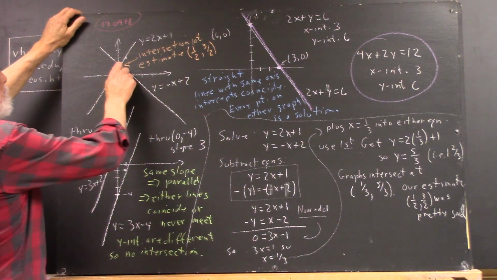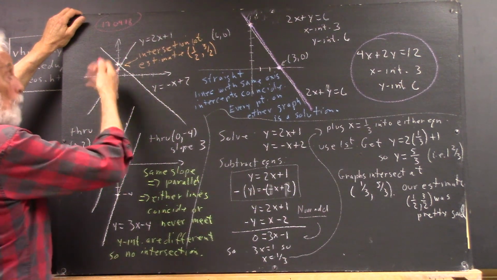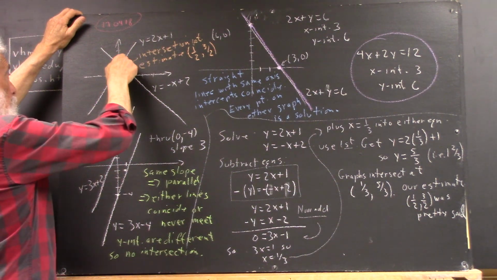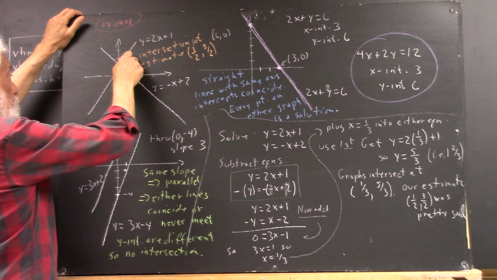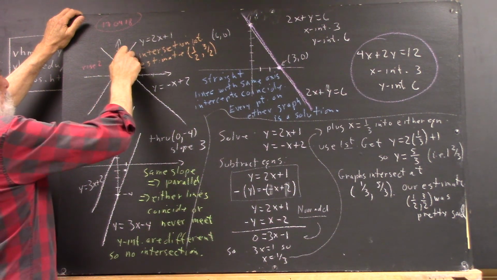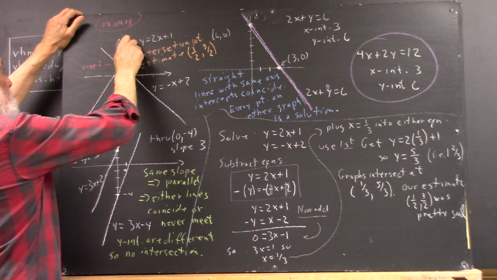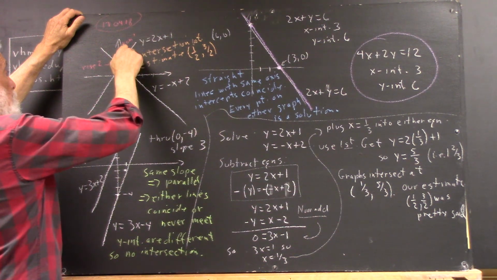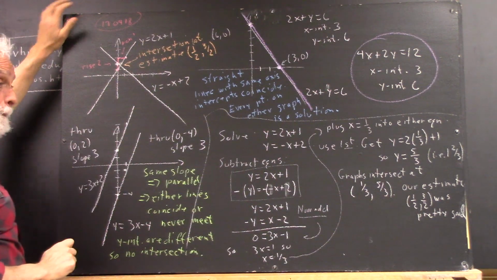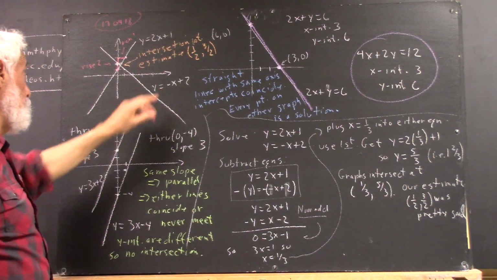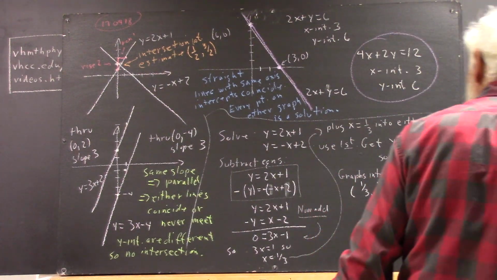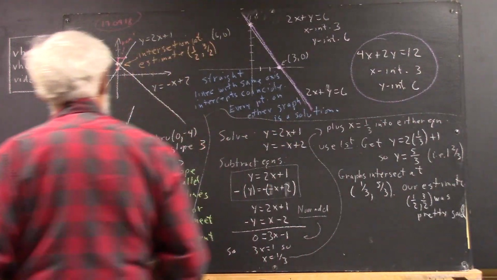Okay, y-intercept 1 puts us at 0, 1, here. A slope of 2 means we go up 2 and over 1. So we have a rise of 2 and a run of 1. So we get another point on the graph and we sketch our straight line. Okay, and we do the same thing for y equals negative x plus 2.